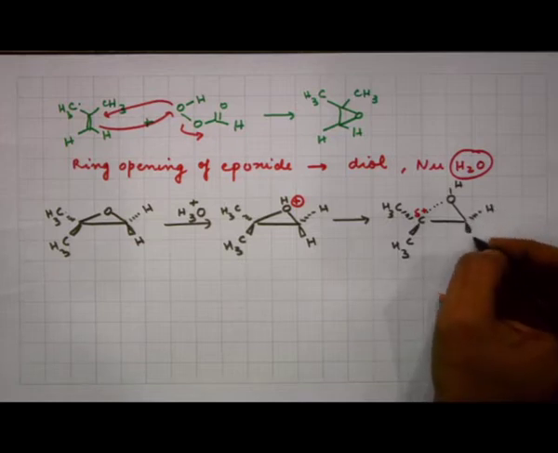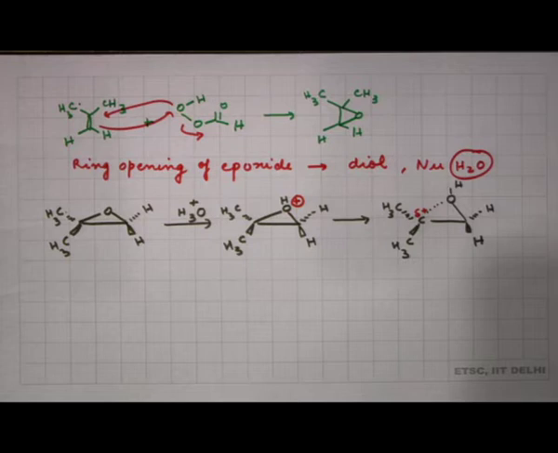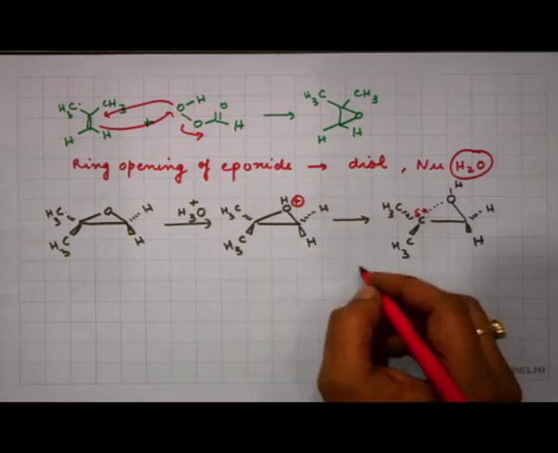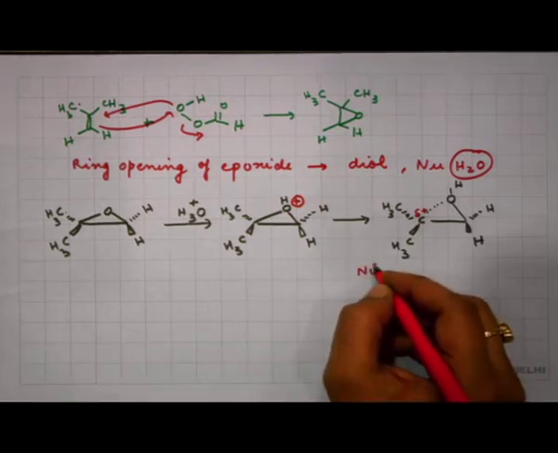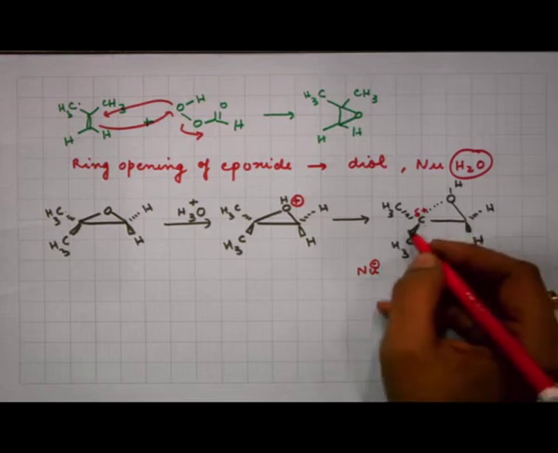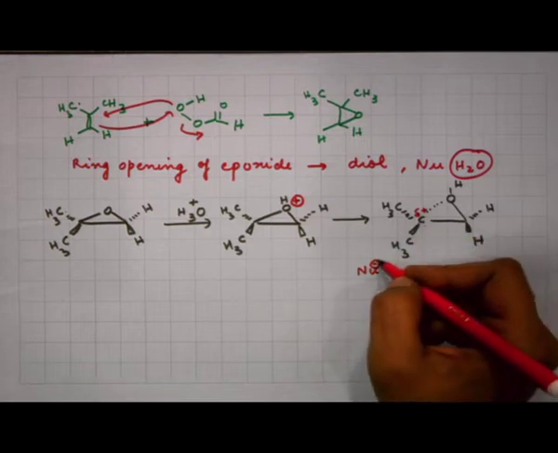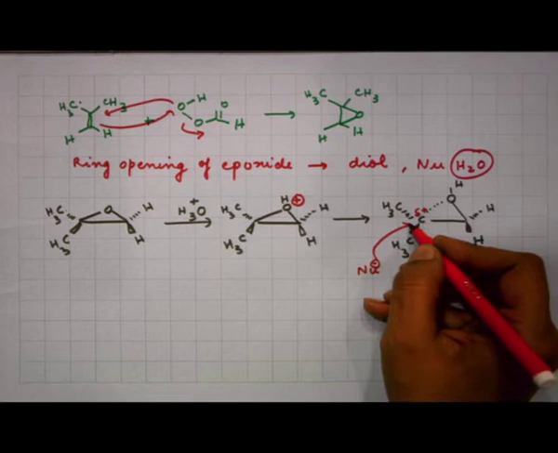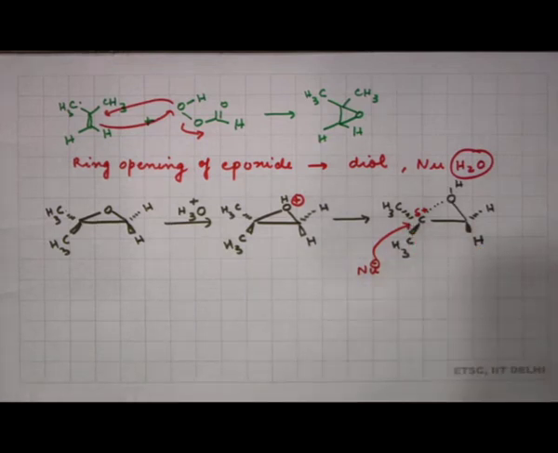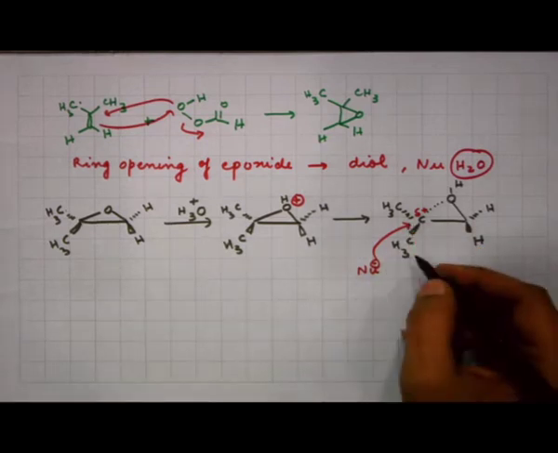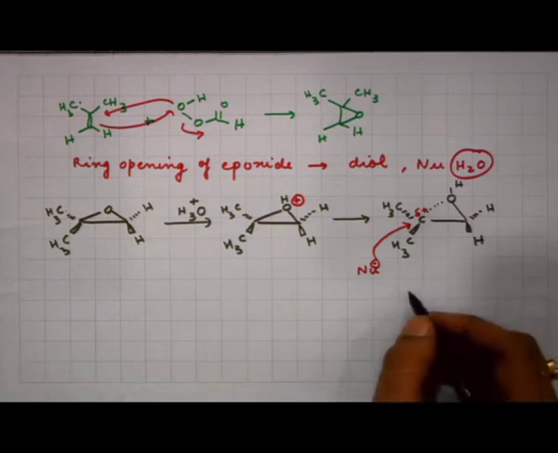So, once this happens, the next step is the attack of the nucleophile. The nucleophile comes and attacks this carbon which is bearing the positive charge. The nucleophile could be anything, it could be water or any other nucleophile which opens up this oxirane ring.